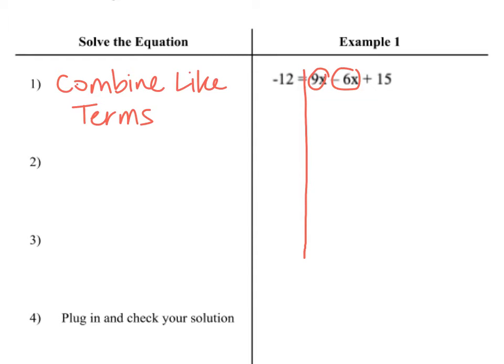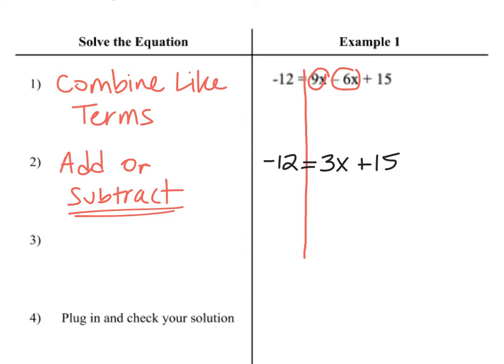When we combine those, 9x minus 6x, we're going to get 3x. You can't combine negative 12 and 15 because they're on different sides. So if you tried to combine those, that would be incorrect. Next, move your variables to one side. Well, x is only on the right, so we're okay. Now move on to add or subtract. We are going to get rid of this plus 15, so we're going to subtract in a second.